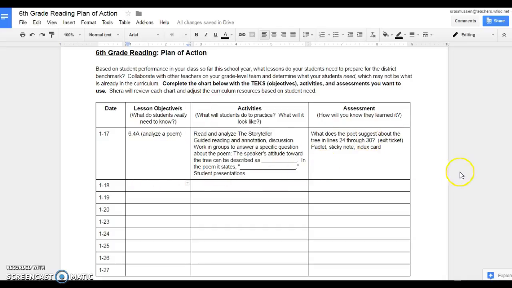You have all afternoon to complete it. If you don't get all the way through, that's okay, but finish as much as you can, because then I'd like to follow up with you to see what you need moving forward. So have a great afternoon, and I will see you later.